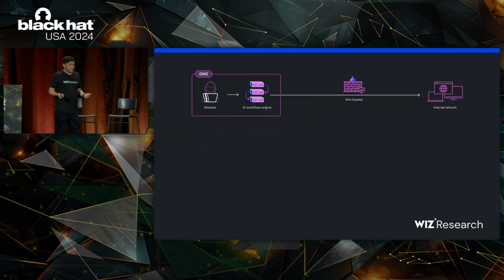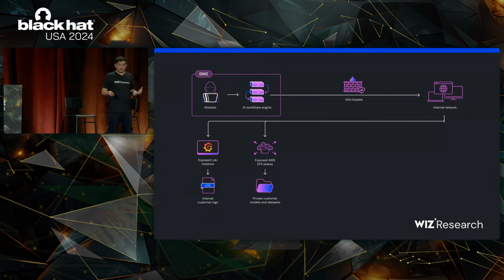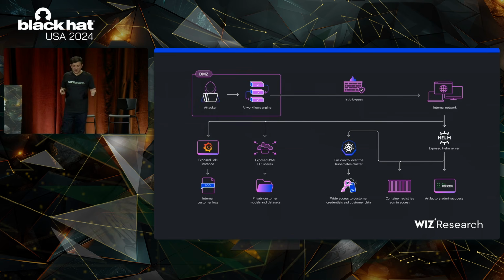And once we were able to escape from that DMZ using our Istio bypass, we gained access to the internal network. Within the internal network, we were able to find an exposed Loki instance, which exposed internal customer logs, a bunch of exposed DFS shares, which exposed private customers' models and datasets, and finally, an exposed Helm server that gave us admin access to SAP's Artifactory server, SAP's container registries, and full control over the Kubernetes cluster, which gave us wide access to customer credentials and customer data.